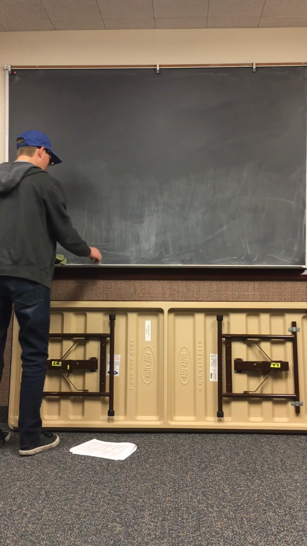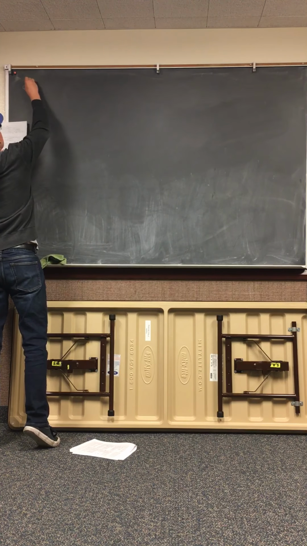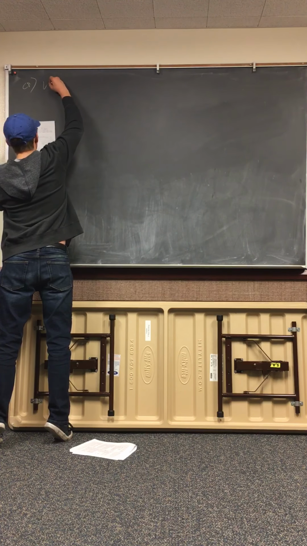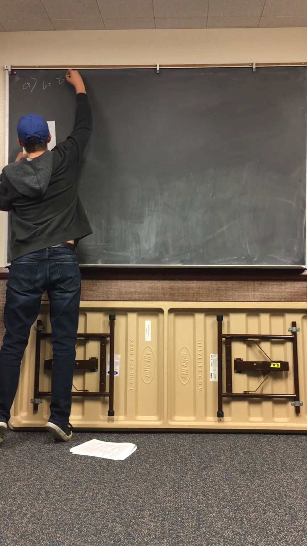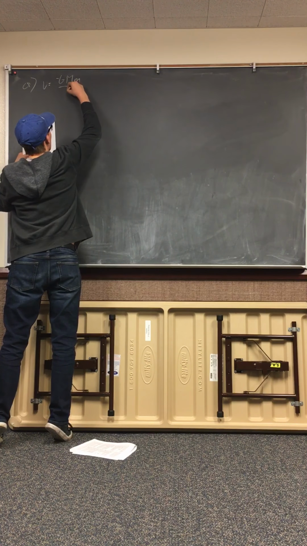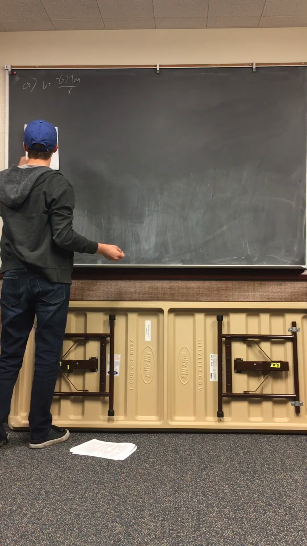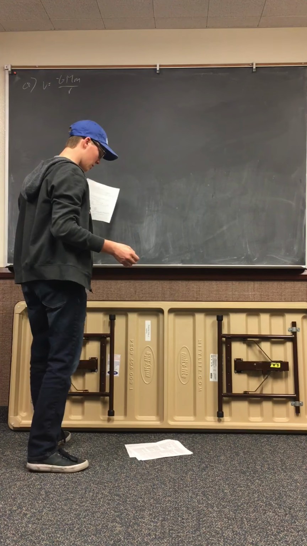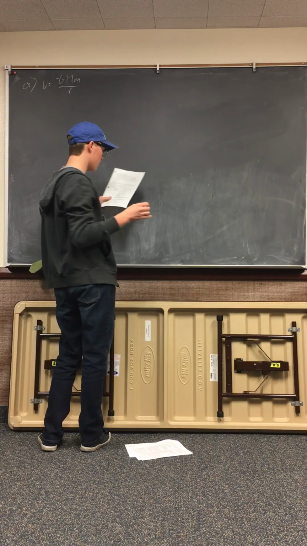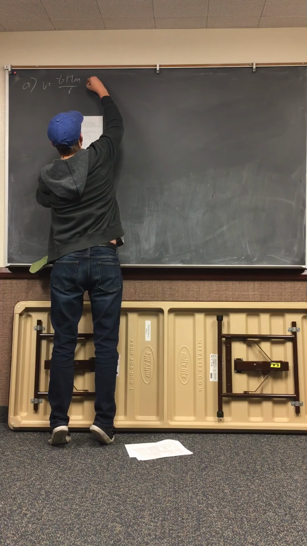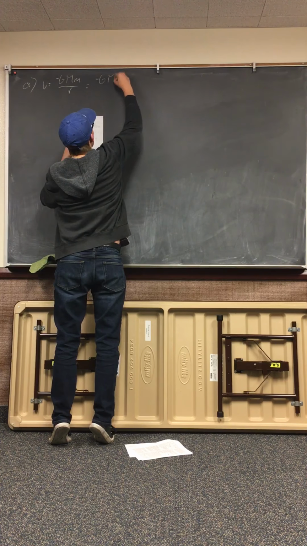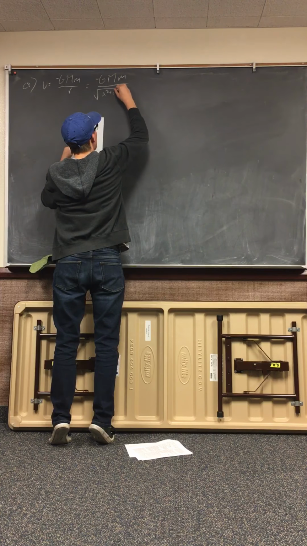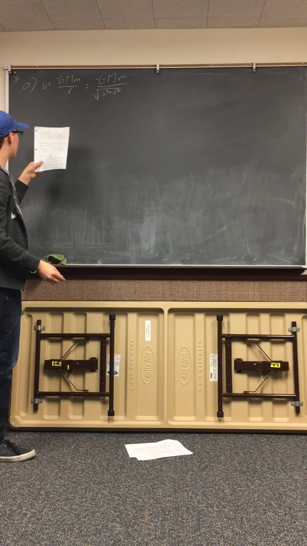So, for part A, we're going to go U equals negative G M m divided by r. Then r squared is going to equal x squared plus a squared, so we can put that in for r and say the square root of x squared plus a squared, and that will be that.